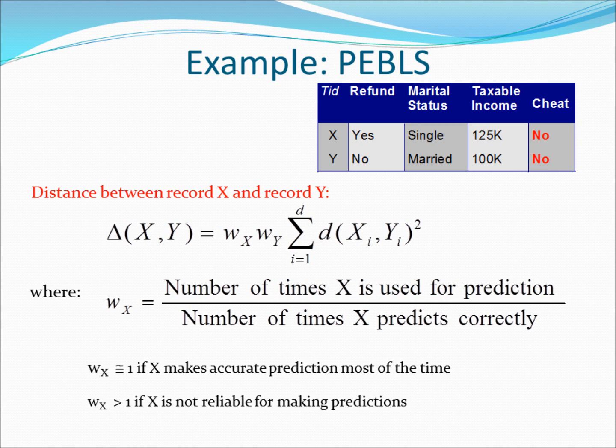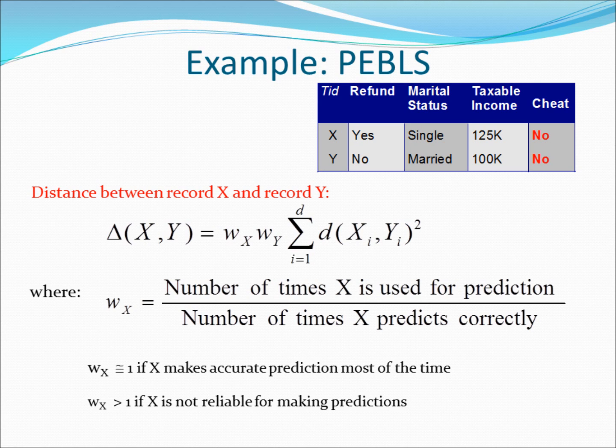You can change to another distance here. You can use Euclidean distance, squared, but without the square root. That is the number of times x was used for prediction divided by the number of times it predicted correctly. So if each time you always predict right, then this number is 1, right? If this is always 1, that means a reduced distance. Are you with me? That will give more credit, because a small distance means I have more credentials. A big distance means your voice has little weight.